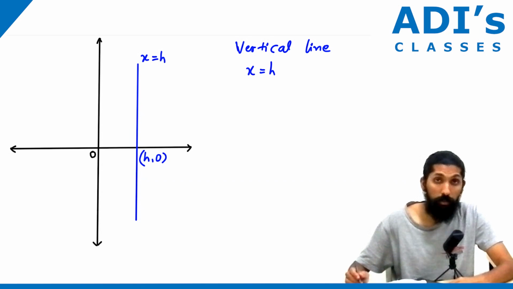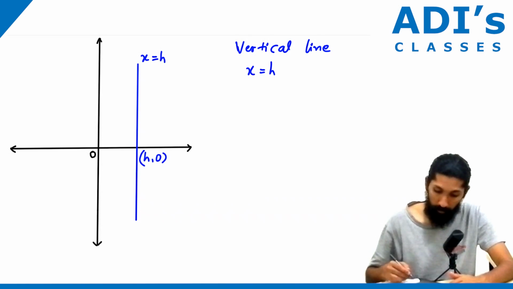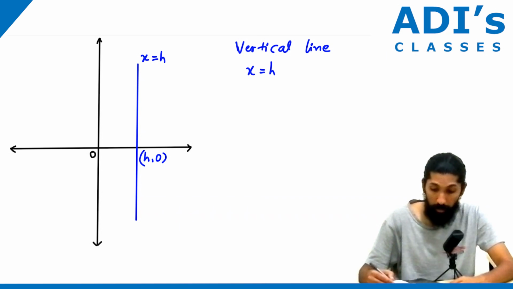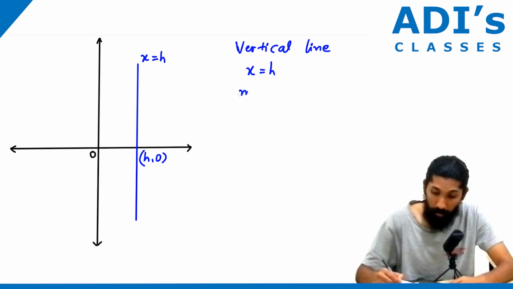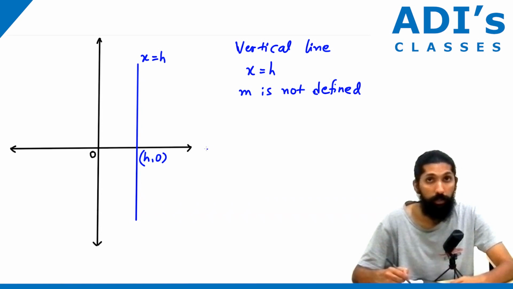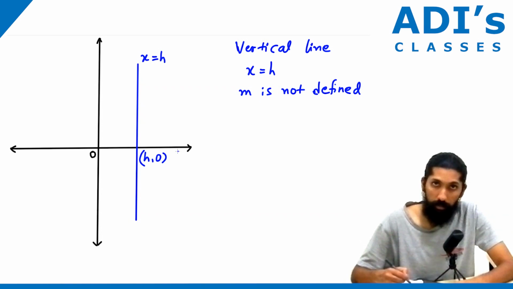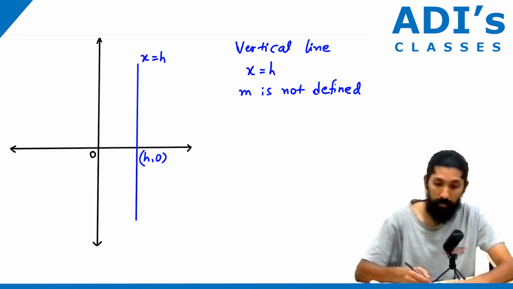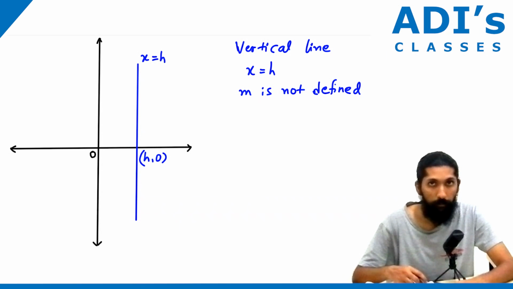Now let's look at the slope of this particular line. Here the angle is 90 degrees, correct? So slope m is not defined. m is not defined because you are going to get tan 90. Clear? So this is one of the cases. That means we are looking at a vertical line.